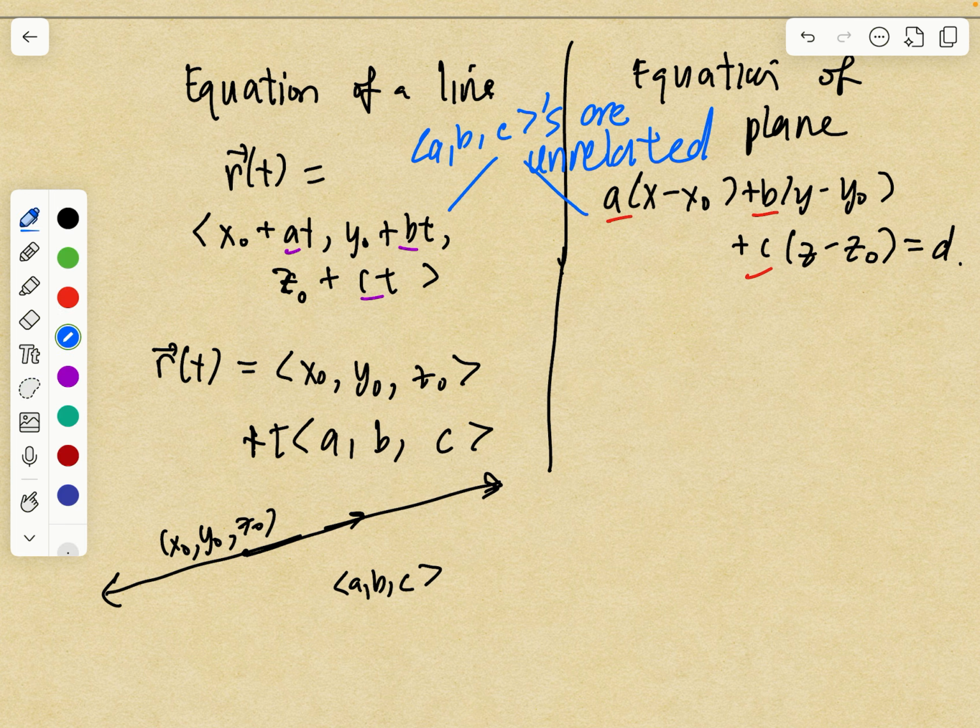The first thing is the equation of a line. My A, B, C is a direction vector. It's a vector that's parallel to the line. Remember, that's what a direction vector is. So, a direction vector to a line.